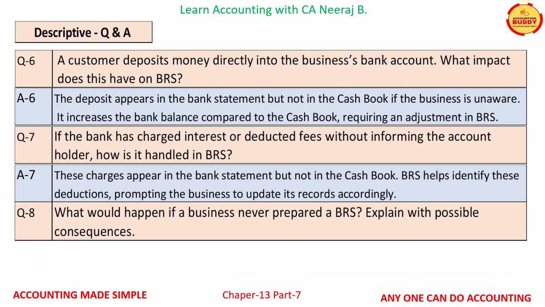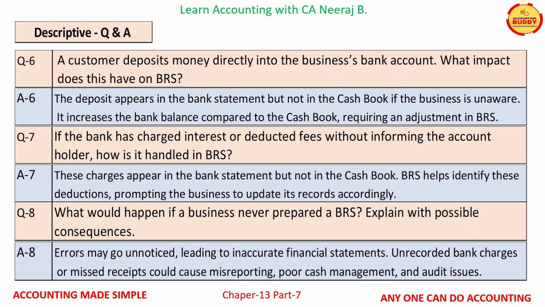Question number 8 is, what would happen if a business never prepared a BRS? Explain the possible consequences. And the answer is, errors may go unnoticed, leading to inaccurate financial statements. Unrecorded bank charges or missed receipts would cause misreporting, poor cash management, and audit issues.